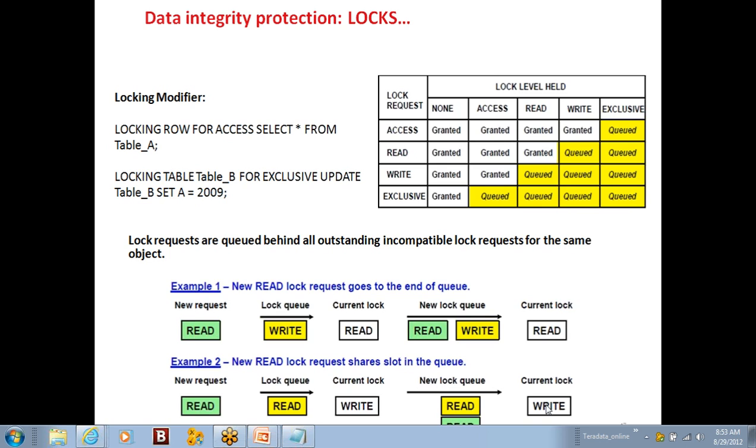Okay, so this is all about the locking mechanism in Teradata. Let me open the lines so that you can come up with your questions. Any questions?